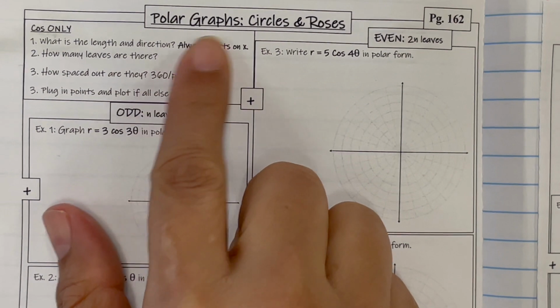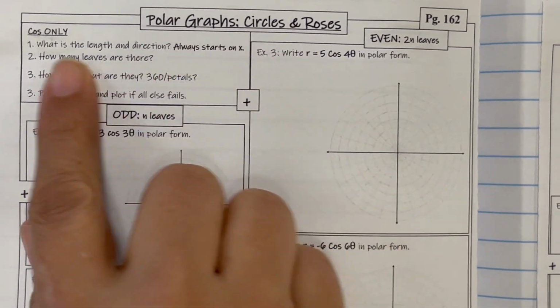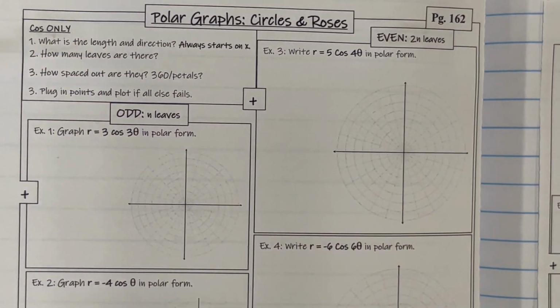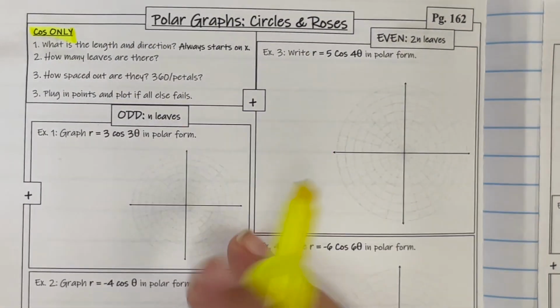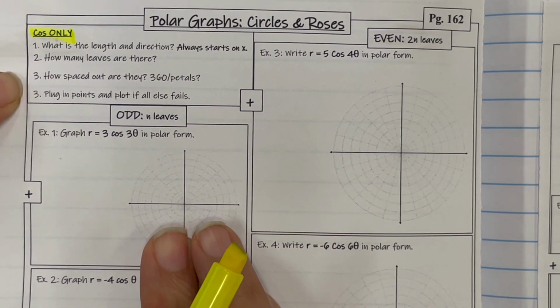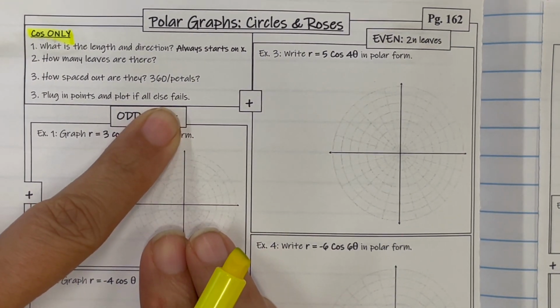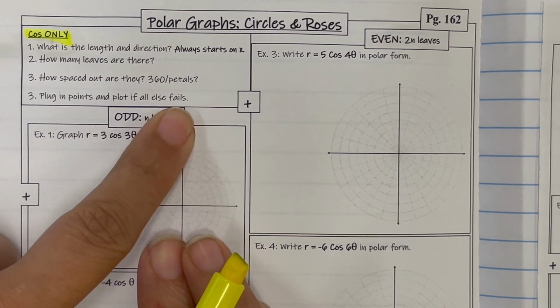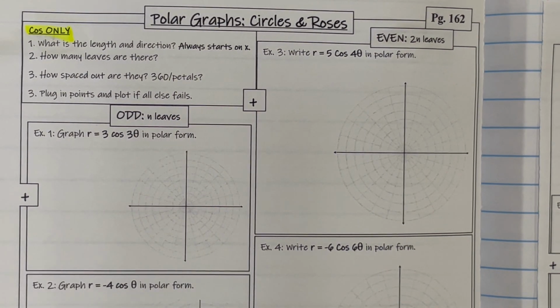All right, so I want to take a look at polar graphs, circles, and roses. This is only going to be for cosine only. These are the steps. You're going to ask yourself these three questions. If all else fails, you can just plug them in and make a table and do it from there. But it'll be quite simple.